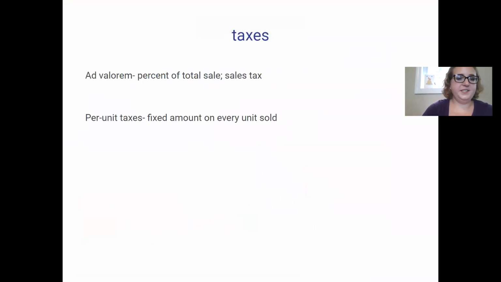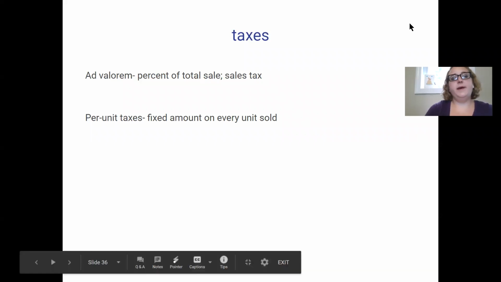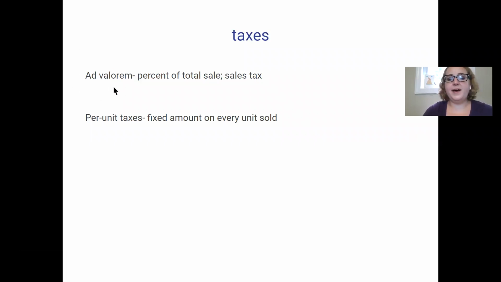I put some quick definitions here from last class, just so you had them on the PowerPoint. There are two types of taxes we could talk about. The first one is called an ad valorem. It's also called value added. This is a percent of the total sale. So if cigarettes are being taxed like this, and I buy $10 worth, I might be taxed 5%.